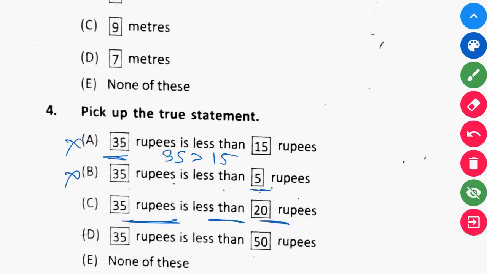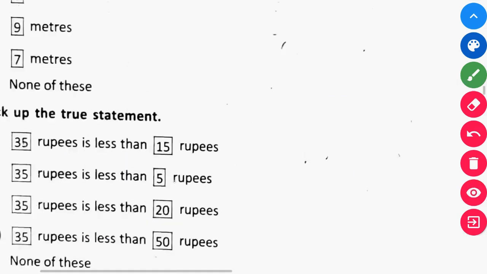35 rupees is less than 20 rupees. No, this one is also wrong. 35 rupees is less than 50 rupees. Yes, 35 is less than 50. Correct. So this one is the correct statement. Statement D.